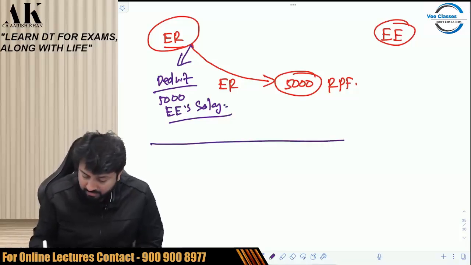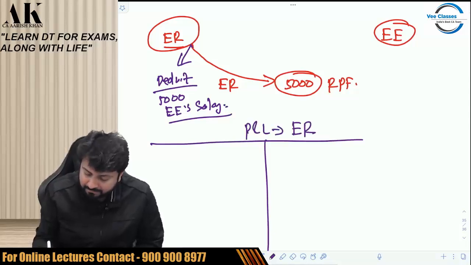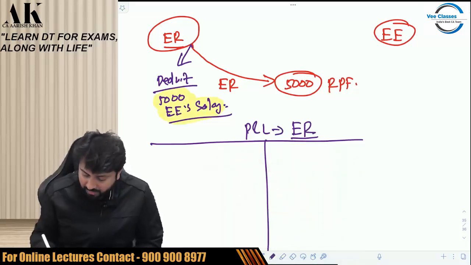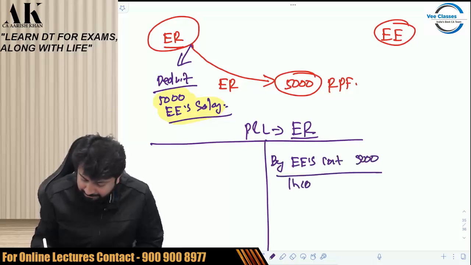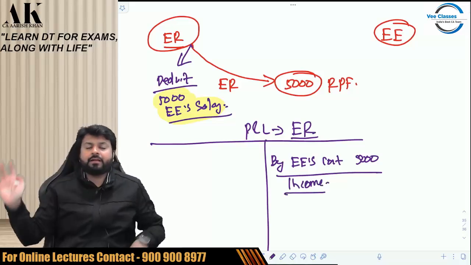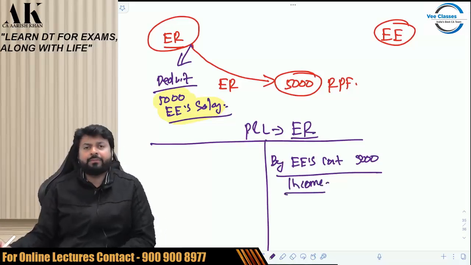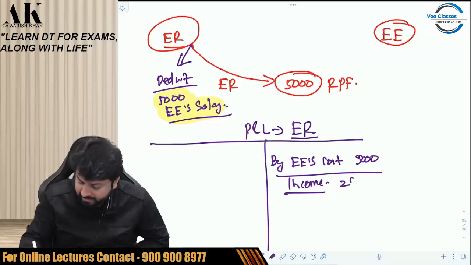So the government says what? Suppose this is the P&L of employer. The government says that the moment you deduct this from employee salary, now, how much you have deducted? 5,000. The employee's contribution of 5,000 will be considered as what? Income. It will be income of the employer. Where it is written? It is written in section 2(24)(x).